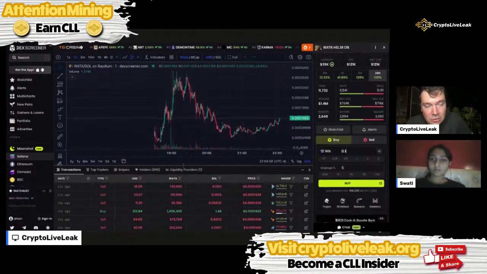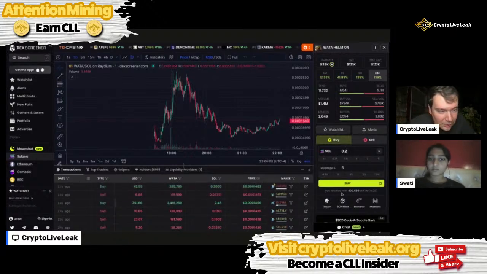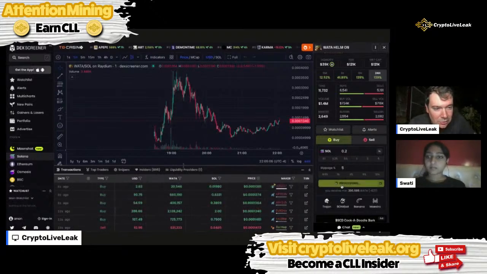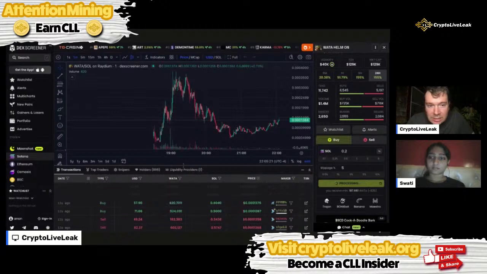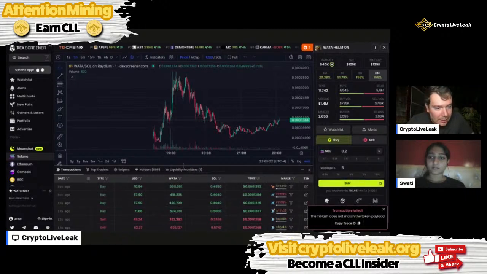If I click buy here, so my wallet's already connected, I'm just going to put 0.2 SOL with a 5% slippage into this token. Let's see if we can execute this trade. Okay, it's WADA/SOL on Radium. We are buying in, transaction failed.